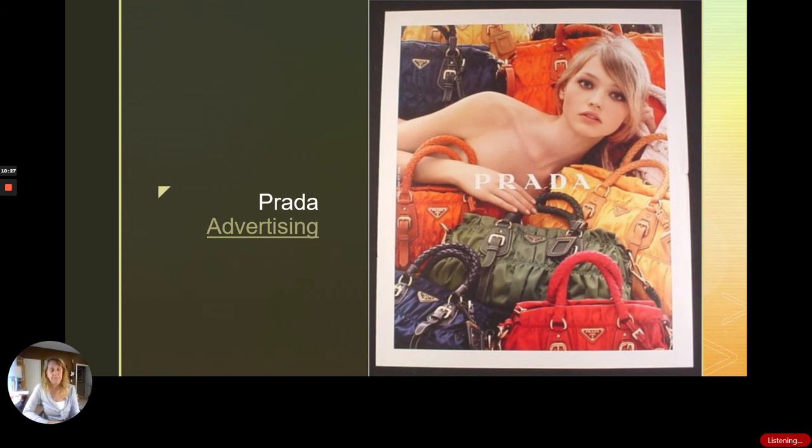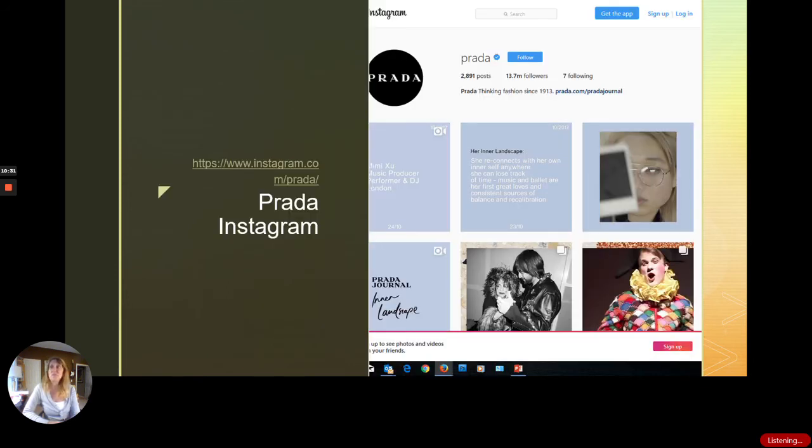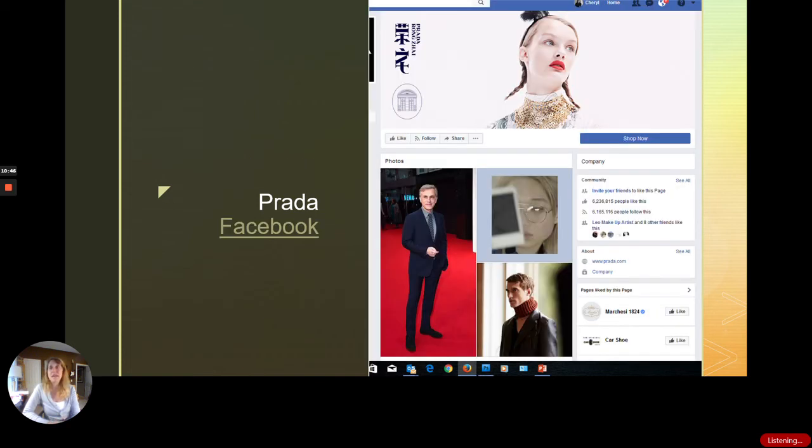Same with Prada. So take a look at some of these things, because as you go through these links, I want you to see the different things. Instagram, they do an amazing job with Instagram. This is an older picture I took a bit ago, but look, they have 13.7 million followers on Instagram. So it has grown and changed. Their Facebook, again, is another one that's very, very strong with 6 million people following. So that's where you've got the impact.